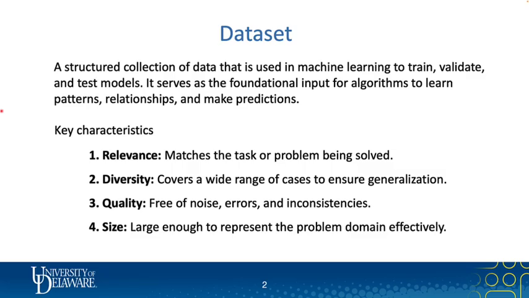And there are several characteristics that we want them to achieve. One of them is that it's relevant. That means that the data set we collect matches the task or the problem that is being solved. That it has diversity, meaning that it will cover a wide range of examples to ensure generalization. It will be of high quality, free of noise, errors, and inconsistencies, and also large enough to represent the problem domain effectively.